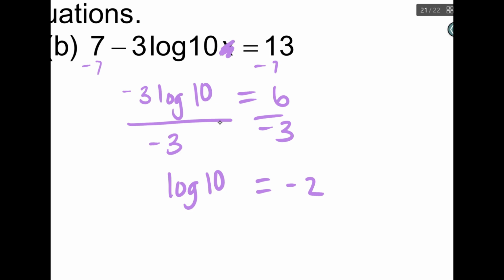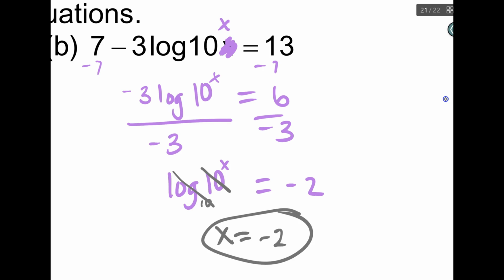Okay, this is supposed to be log of 10 to the x power. So I know secretly this is the common log. So log base 10 of 10 to the x, that's just going to be x equals negative 2. Sorry, that should be x as an exponent.